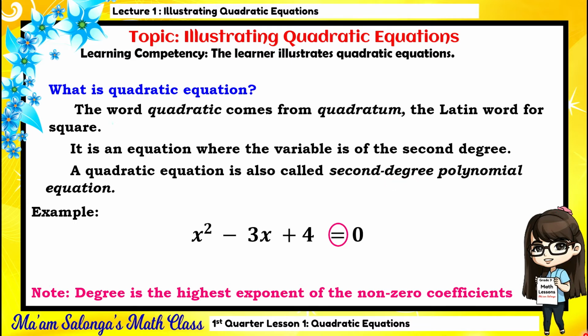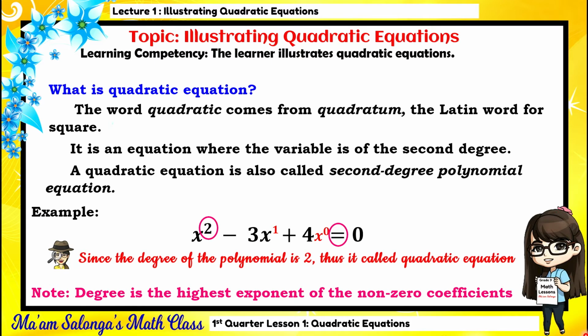So ngayon, inspect natin ang ating mga exponents. So meron tayong 2, meron tayong 1, at meron tayong 0. At kung inyong mapapansin, ang pinakamataas na exponent ay 2. Since it satisfies the two conditions, therefore, it is a quadratic equation.